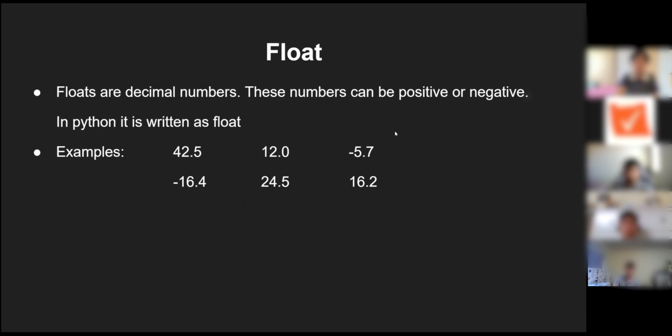The next one is floats. They're decimal numbers. They can be positive or negative, and they're written as float in Python. So we can say 42.5, 12.0, negative 5.7, negative 16.4, 24.5, and 16.2. Floats just have to have a decimal.